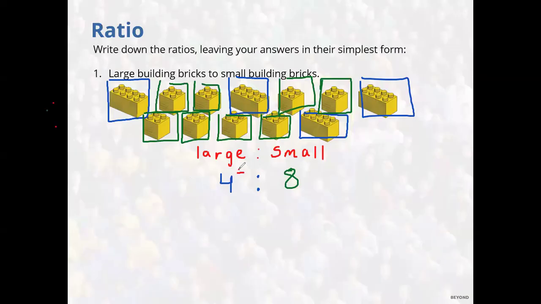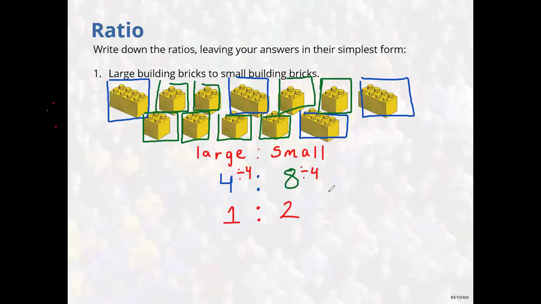So we divide these 2 by what? By 4. So we divide by 4, we divide by 4. And so we say 4 divided by 4 is going to be what? 1. Very good. 4 divided by 4 is 1. And 8 divided by 4 is 2. Very good. So the ratio of large to small is going to be what? 1 to 2. Very good.